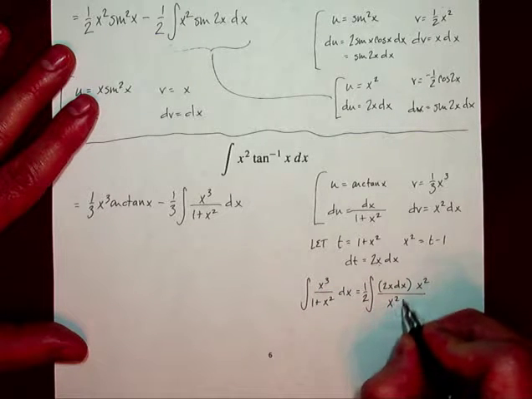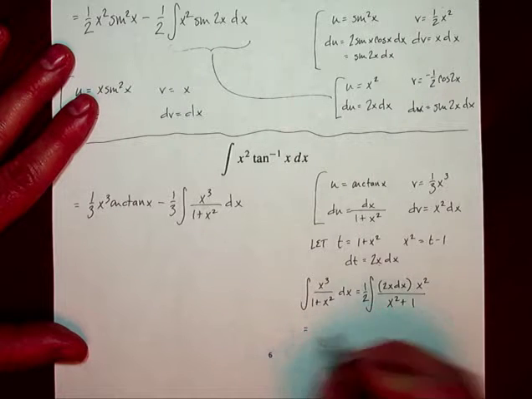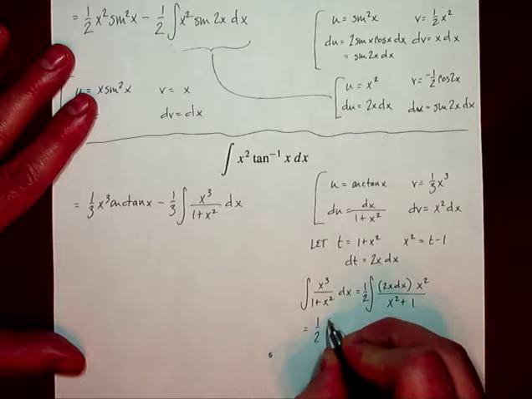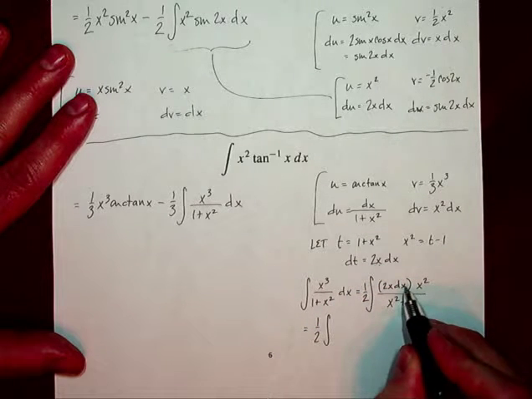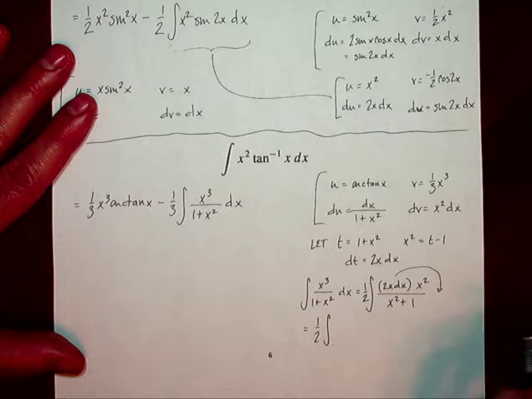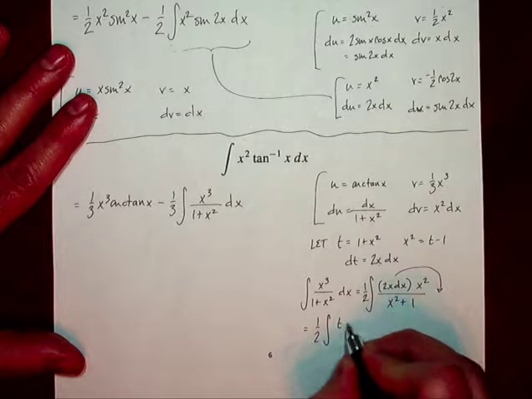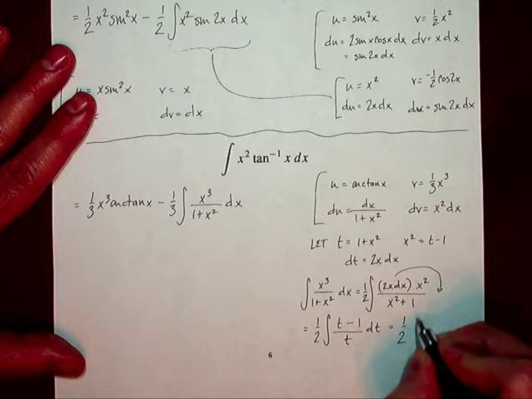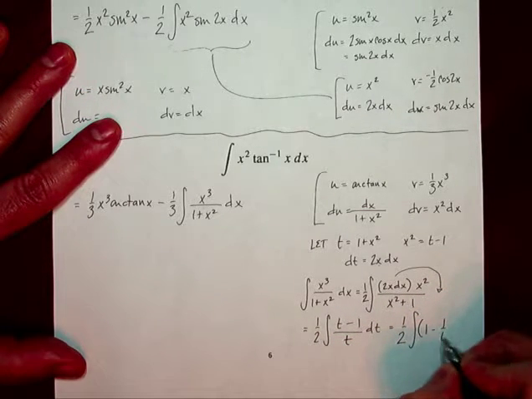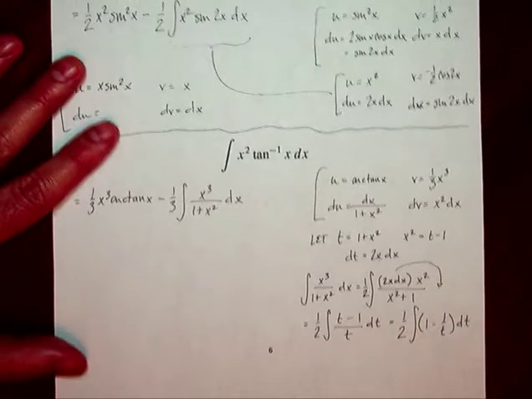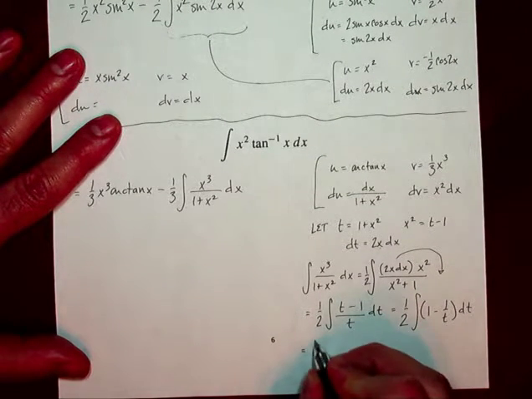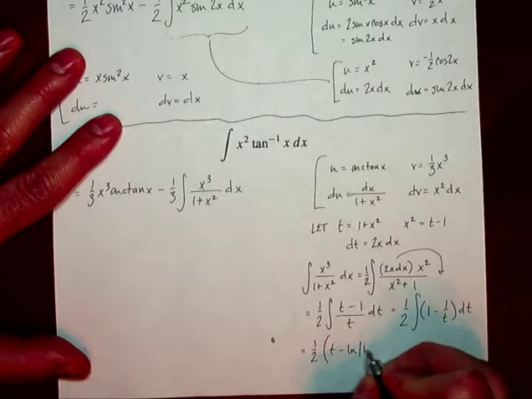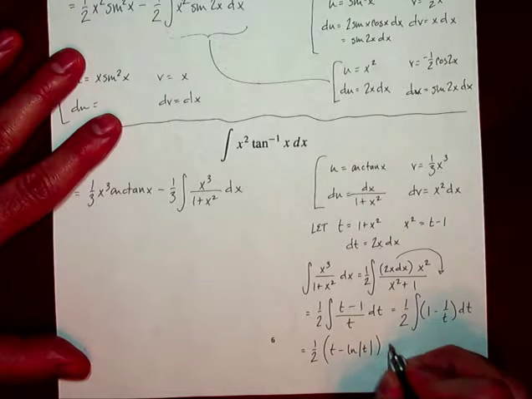And therefore, I have that integral, and when I transform it into my t values right here, I have 1/2. This is my dt, so it can sort of move out over here. I'm going to get (t minus 1)/t dt, or 1/2 the integral of 1 minus 1/t dt. I can go ahead and do that term by term. And that winds up being t minus the natural log of the absolute value of t, plus c.